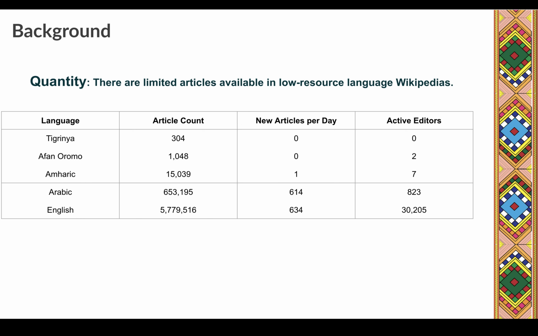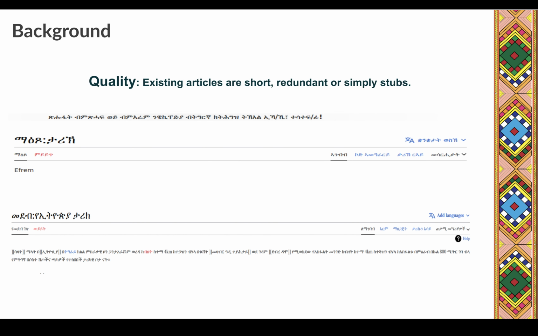And not all languages on Wikipedia are represented the same. Low resource languages suffer in terms of quantity, so there are a limited number of articles, a limited number of new articles per day, and fewer active editors as compared to their higher resourced counterparts. There are also quality issues. Existing articles are short, redundant, or simply stubs. It might just be one word, it might be just one long sentence, and it might also be unrelated to the title.